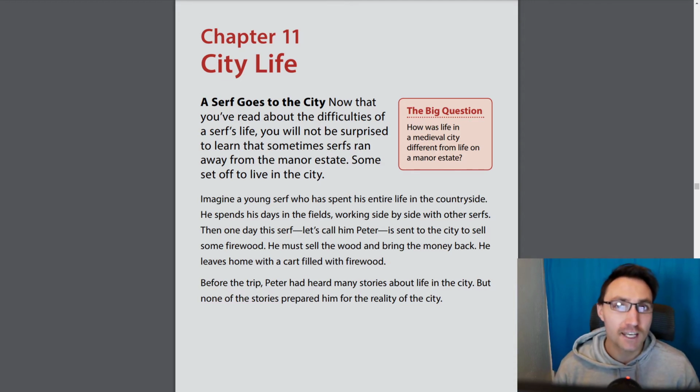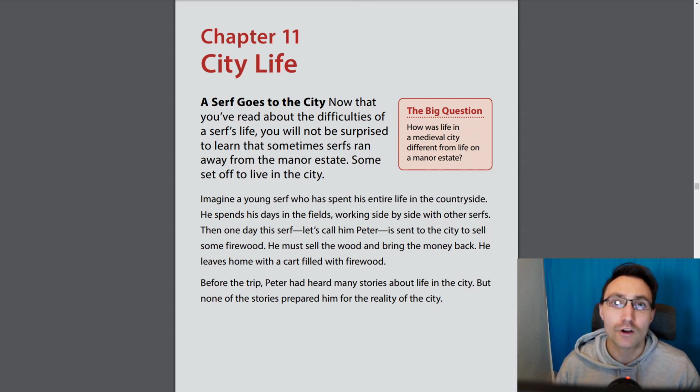Okay, so in Chapter 10, we learned about the life of a serf. Remember, the serf and his turf. We learned that a serf was a freedman who traded in his freedom for security, right? He wanted a place to live, a place to work, and protection, so he would go live on the manor estate and work for the lord or the knight, the one who owned the land, in exchange for that protection, that security.